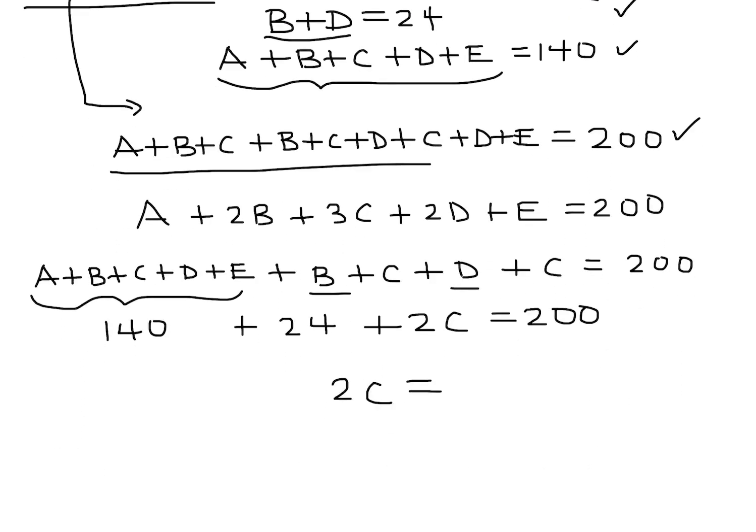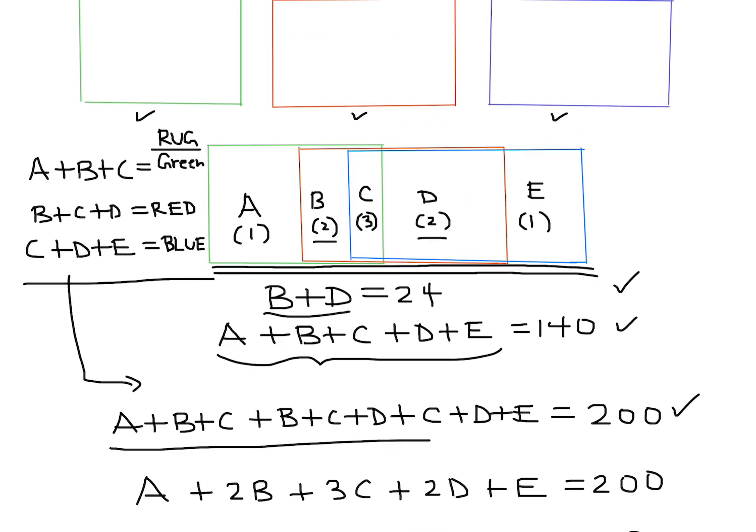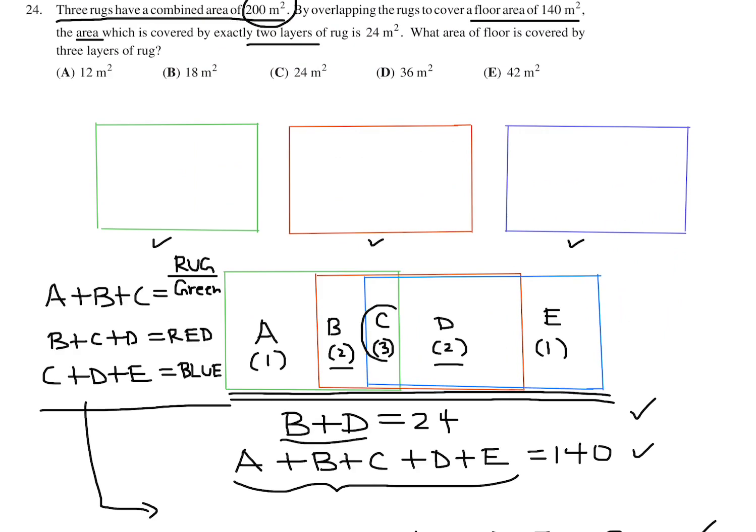So 2C is equal to 200 minus 140 minus 24. And therefore 2C is equal to 36. And C is 18. So that's exactly what they're asking for. C, which is the area of the floor that's covered by 3 rugs, is 18. So the answer is B.